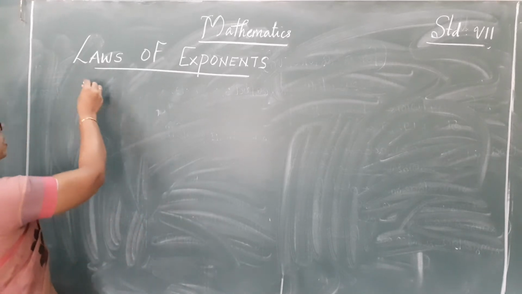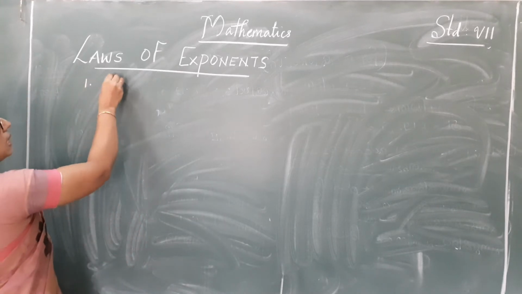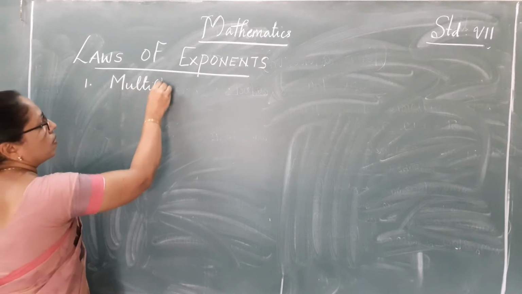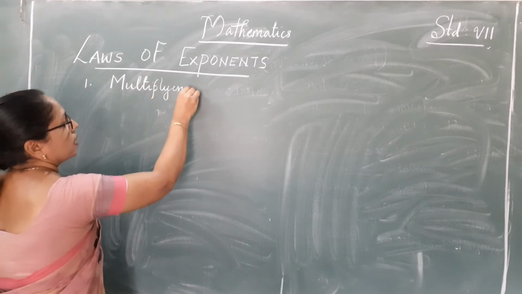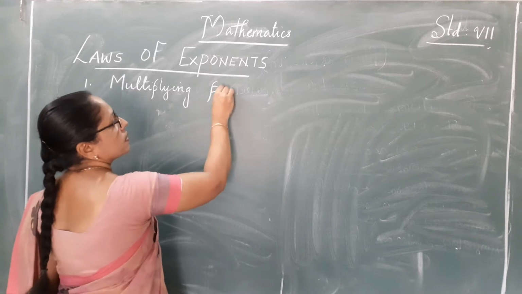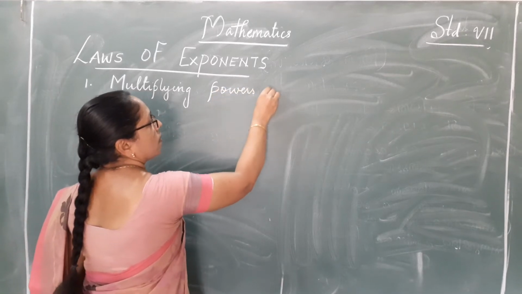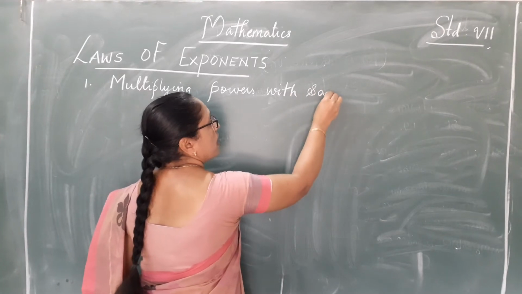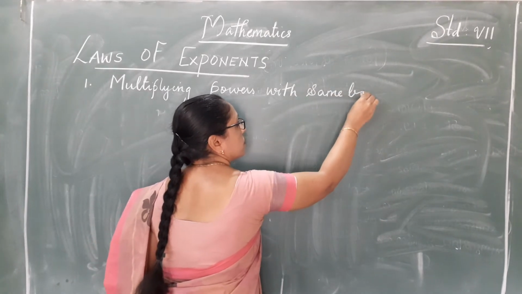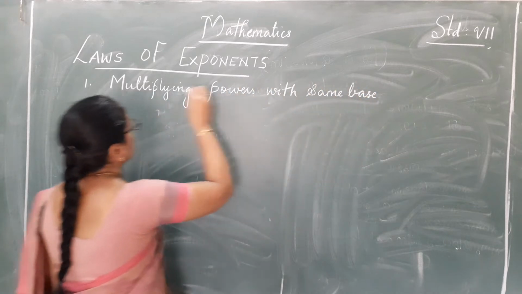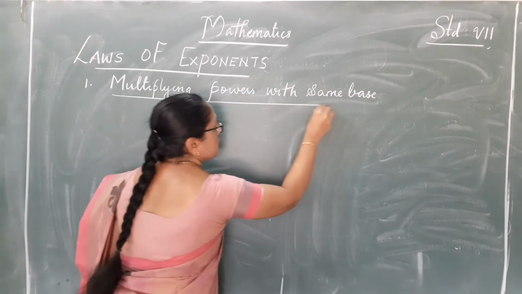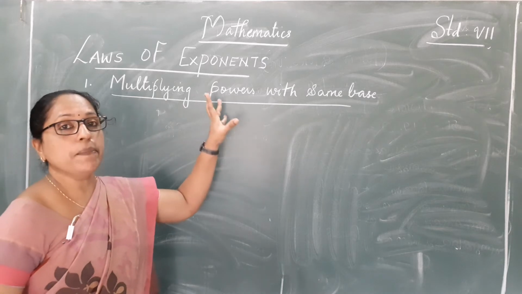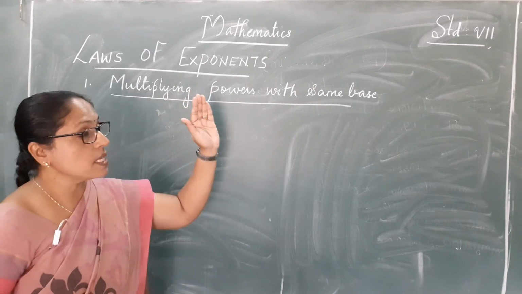Okay, so the first one: multiplying powers with the same base. Multiplying powers with the same base. The first law is based on this. Multiplying powers with the same base.